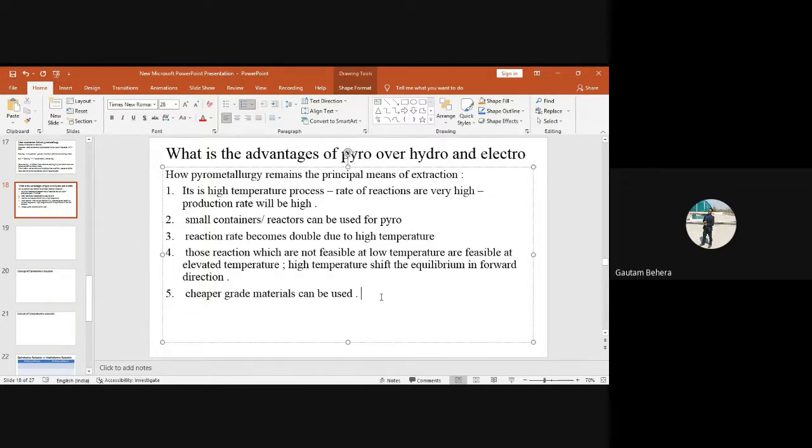But the main limitation of pyrometallurgy process is emissions. It leads to a lot of emissions of waste gases: carbon dioxide, carbon monoxide, nitrogen. Nitrogen is okay, but carbon dioxide, carbon monoxide, right? Some sulfur dioxide gas, right? During pyrometallurgy, these gases lead to global warming, right? And they also create problems like acid rain, also, right? So these are certain advantages and limitations of using pyrometallurgical process.